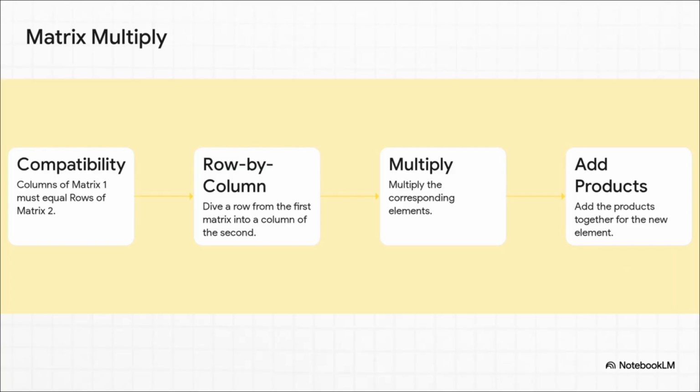But then, we get to matrix multiplication, which definitely requires a bit more mental gymnastics. This isn't just a simple slide and combine. I really want you to visualize a row-by-column dive. First, always check your dimensions. The column count of your first matrix absolutely must match the row count of your second. If they match, you're good to go. You take a row from the first matrix, dive it down a column of the second matrix, multiply the corresponding elements, and then add those products together to create one single new element. It's a highly rhythmic, almost algorithmic action.